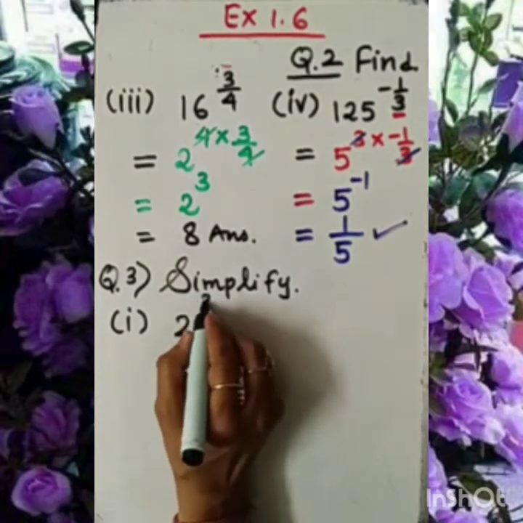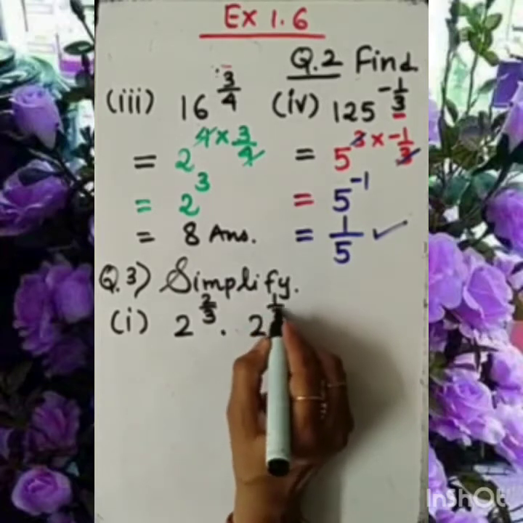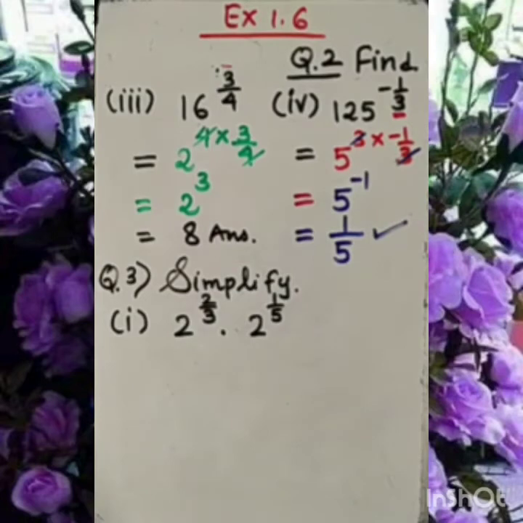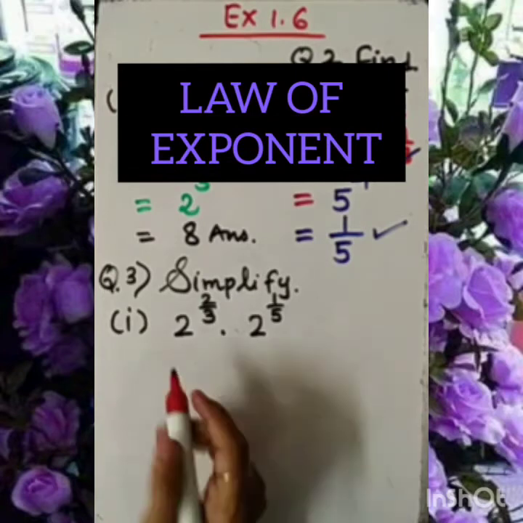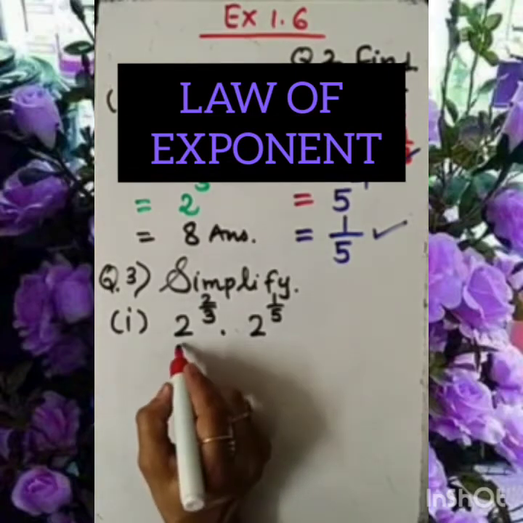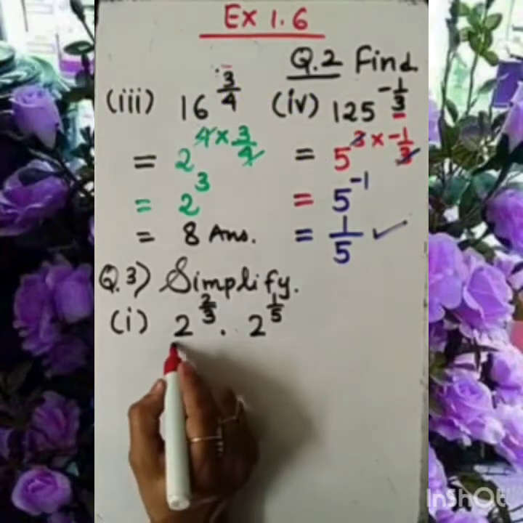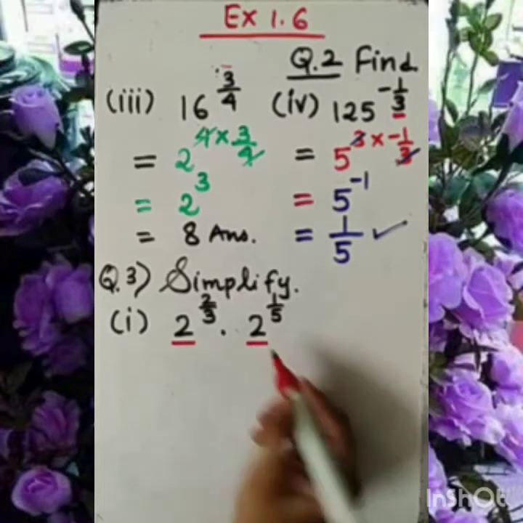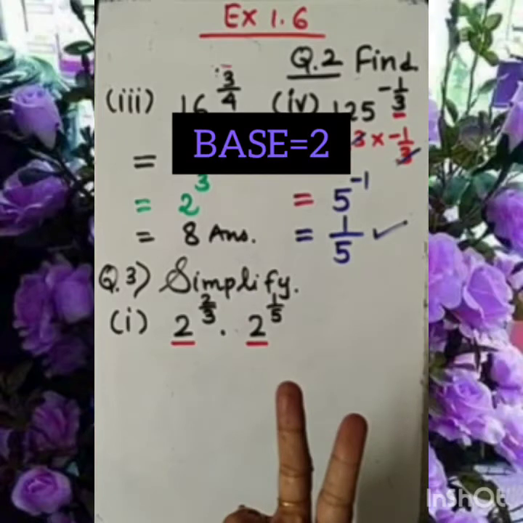2 to the power 2 by 3 into 2 to the power 1 by 5. I am reading the question again. What we are given is 2 to the power 2 by 3 into 2 to the power 1 by 5. Here we need to apply the law of exponent. What is the law of exponent? It says that whenever we have a similar base, what is the base here? Base equal to 2.